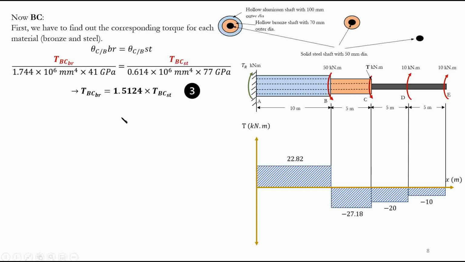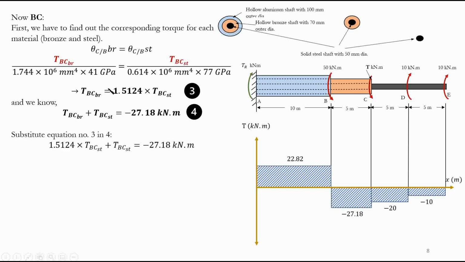From here, I can write this relationship. But basically I know the total torque, and the total torque is 27.18. So what I do is say, okay, T BC steel plus T BC bronze is the total torque, 27.18. So just use this equation right here. Substitute T BC bronze as a function of T BC steel. Now the steel takes 10.82, bronze takes 16.36. Easy as that. And based on these, do the same thing that we did on the previous page.